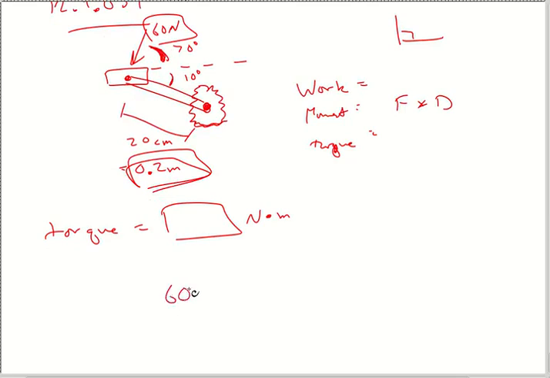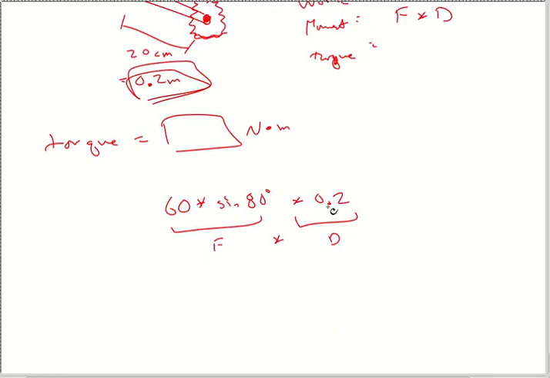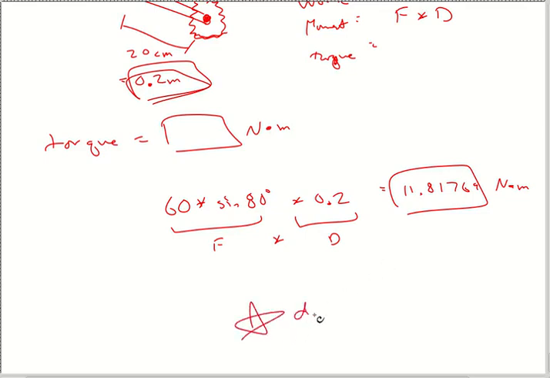The final answer, 60 times sine of the 80 degrees. So that's kind of like your force. And then times your 0.2, which is your distance. So force times distance. And I got out of this 11.81769. Again, Newton meters is your units. One thing to note for sure is that your calculator must be in degree mode. Otherwise, well, you'll get the wrong answer.